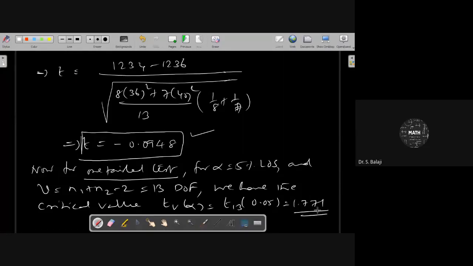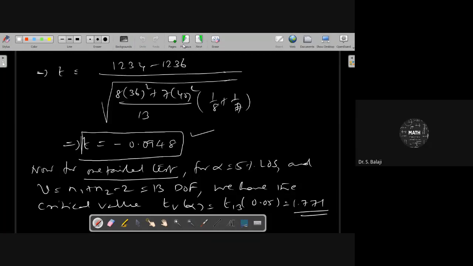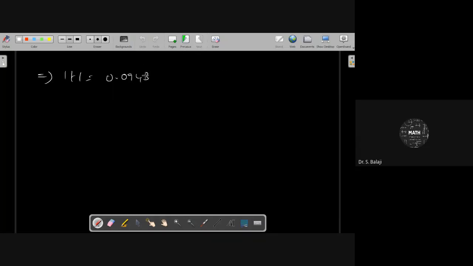1.771 is the obtained value. This is t_v of alpha, right? Implies, next line, you can say that modulus value of t equals 0.0943. Previously 0.48. 0.48 is less than t_v of alpha.